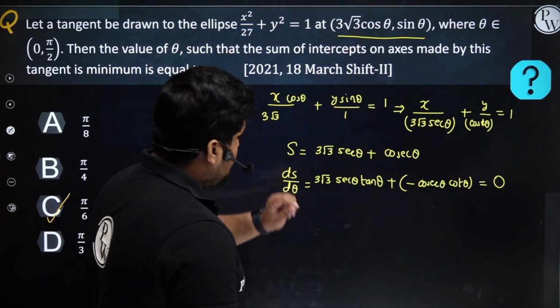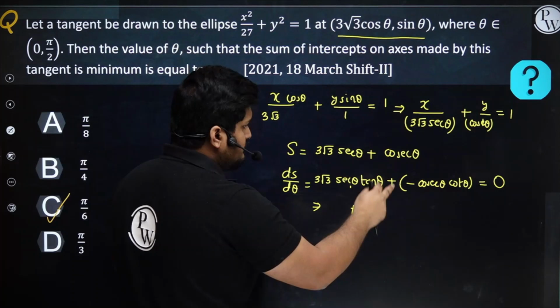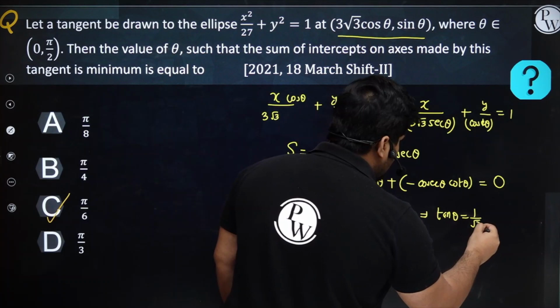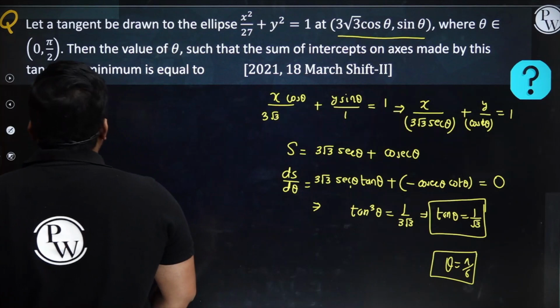So if you put it equal to 0, guys, what do we have? This implies that we have tan theta here. So sec is 1 upon cos, tan, cot. So that is tan cube theta. So tan cube theta will be 1 upon 3 root 3. So clearly we have tan theta equal to 1 upon root 3. Right? So tan theta is coming out to be 1 upon root 3. So for what angle? This is for theta equal to pi by 6. Theta equal to pi by 6 is the minimum possible value. Clear? I hope the solution is clear.